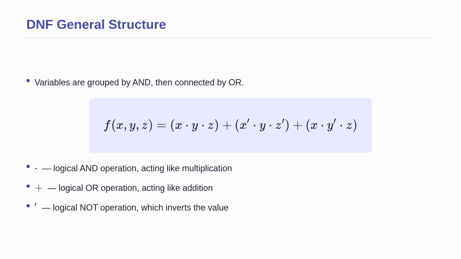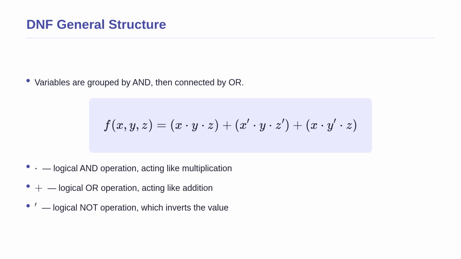This brings us to the mathematical representation of disjunctive normal form. Conceptually, this formula is just a list of specific winning combinations. Let us look at the symbols. The dot represents the logical AND operation, which behaves like multiplication. The plus symbol represents the logical OR operation, acting like addition. The prime symbol means NOT, which flips a variable's value.